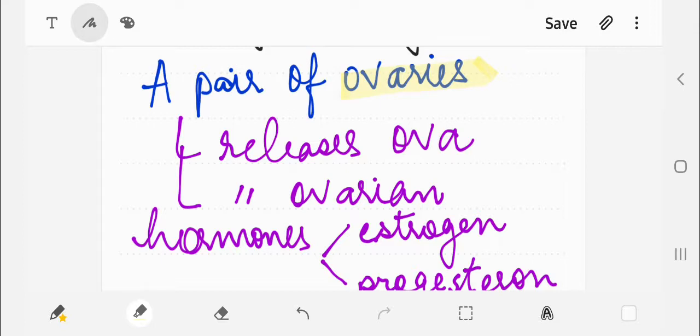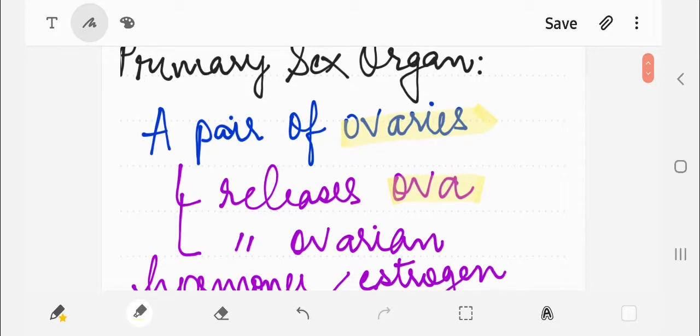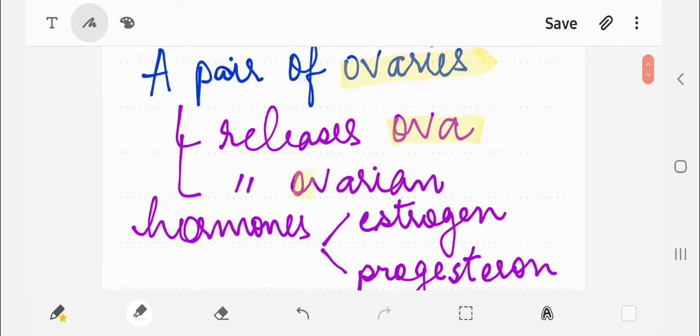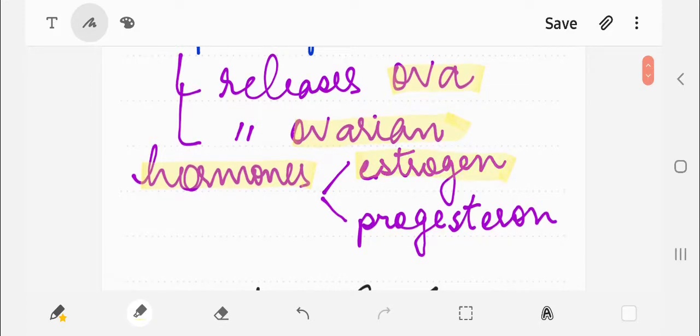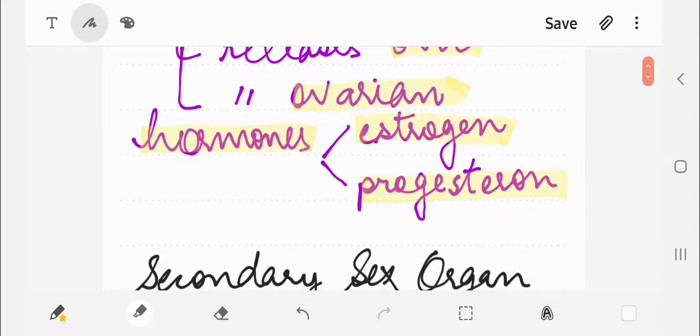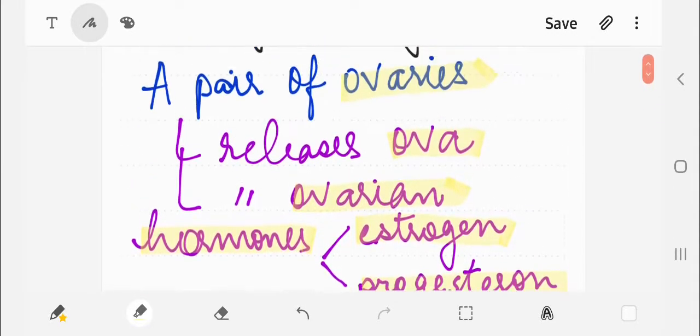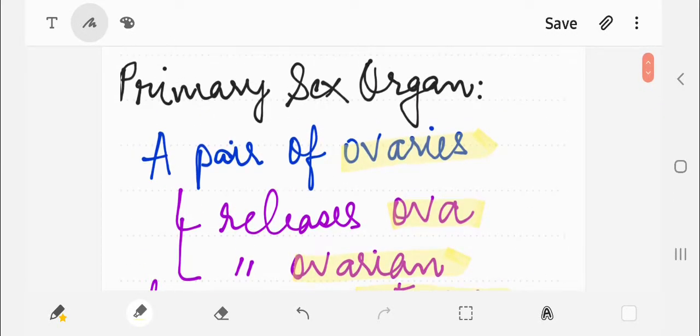Number one is the release of ova, that is eggs, and number two is the release of ovarian hormones, that is estrogen and progesterone. These hormones help in giving the secondary sexual characters in the female during puberty. So that's why the ovary is known as the primary sex organ.